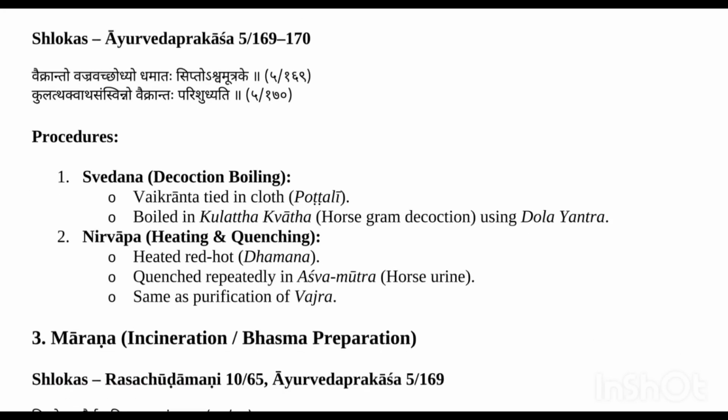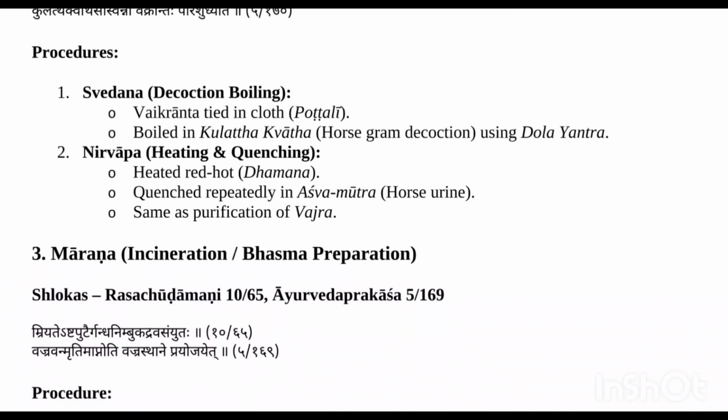First step is Swedan. Vaikrant is tied in cloth like a potali and boiled in Kulathakvat using Dola Yantra. Second procedure is Nirvap, that is, heat Vaikrant until red hot and quench it repeatedly in Ashwamutra, and it is purified the same as Vajra.